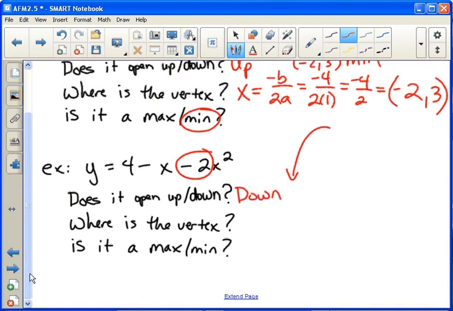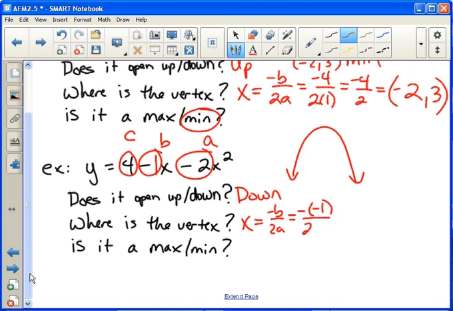Then it asks us to find the vertex. Okay, well what I've circled already is our a, and an understood -1 is our b, and our c is 4. So we get x equals -b over 2a. That's -1 over 2 times -2. So we get a +1 over -4. So -1/4, we'll just leave it that way. -1/4 is our x value.